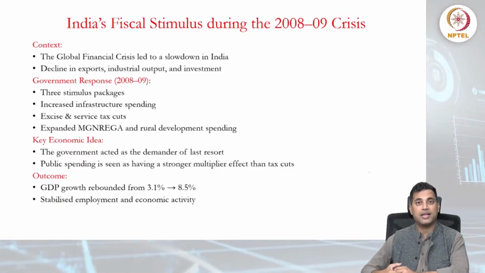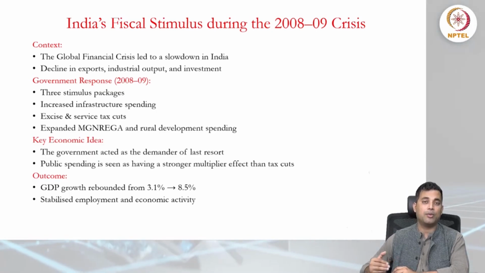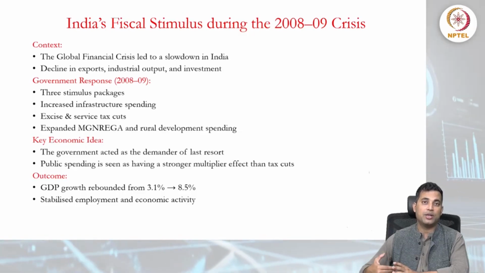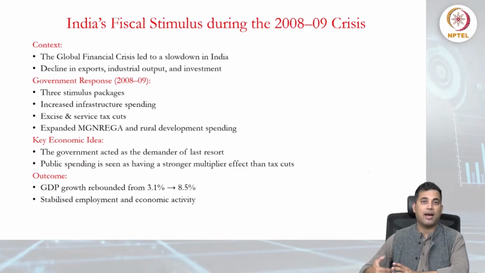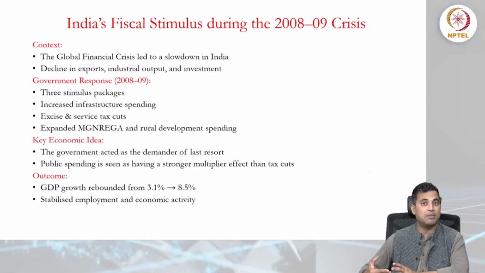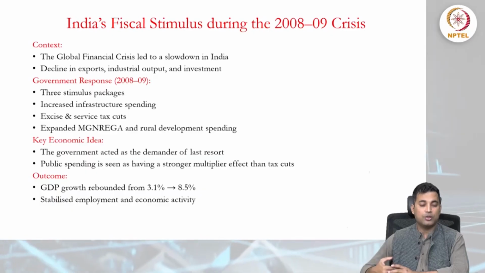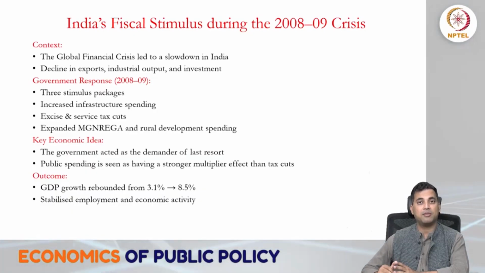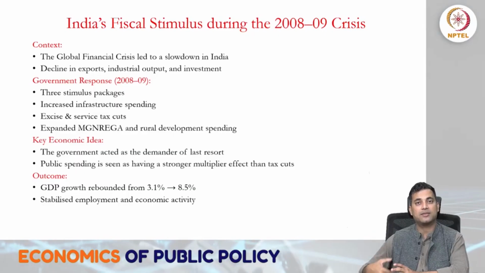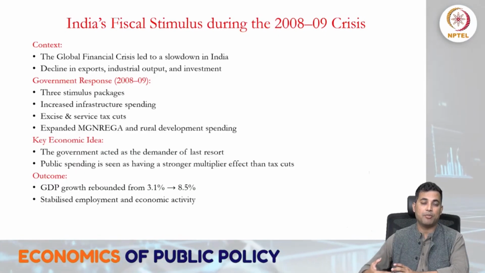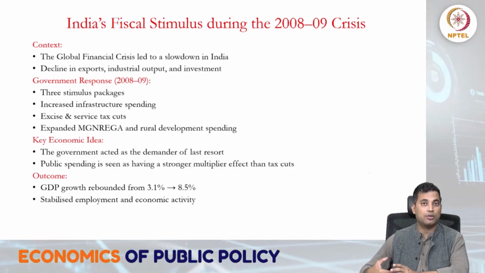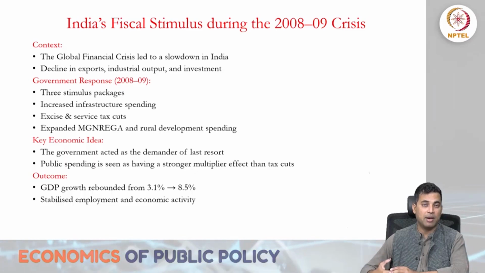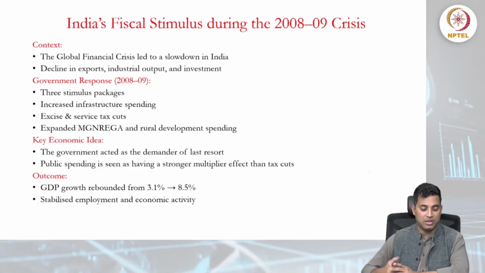Then there were excise and service tax cuts, so that output would be impacted positively, as we already know that the tax multiplier has a negative impact on output. During 2008-9 onwards, MGNREGA and rural development spending were also expanded, because that is how rural unemployment can be arrested and rural employment generated, and demand will be created, especially overall aggregate demand and aggregate demand for the rural economy.